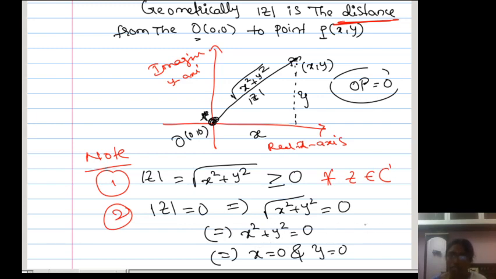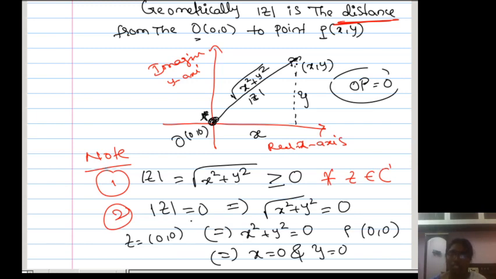So what is the meaning? What is the point here? P is (0, 0), x is 0, y is 0. Now what I am saying is that modulus of z equal to 0 if and only if z is equal to (0, 0). What is the absolute value of the origin? 0. If the absolute value is 0, then compulsorily that complex number is the origin. Understood?